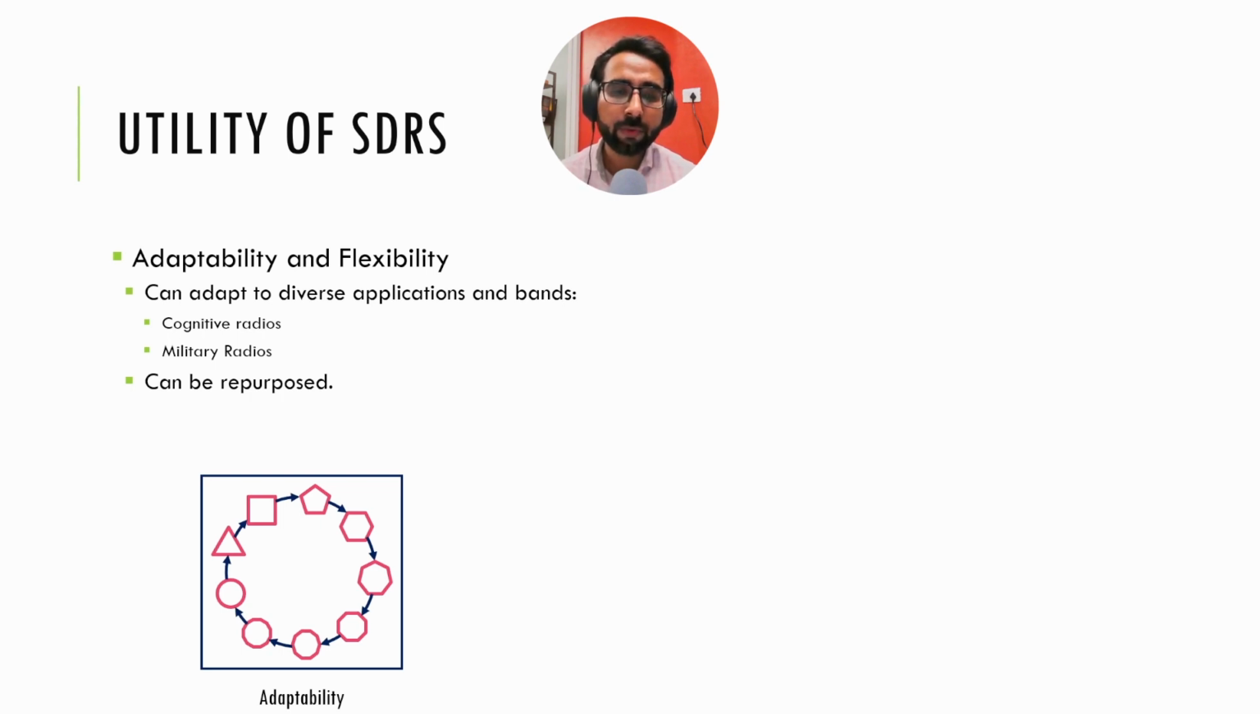You can use the same radio for cognitive radio purposes, or you can use the same radio for military radio purposes. You can use the same radio for designing and testing your algorithms for, let's say, Wi-Fi. And the same radio can be purposed for testing of algorithms for cellular networks. So they are very adaptable and they are very flexible.